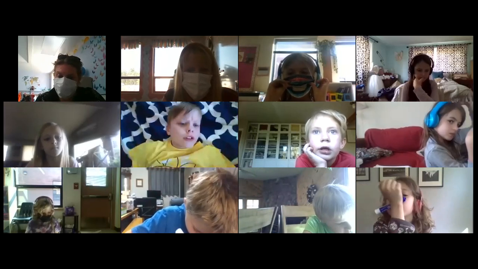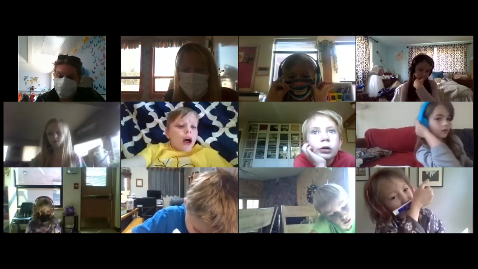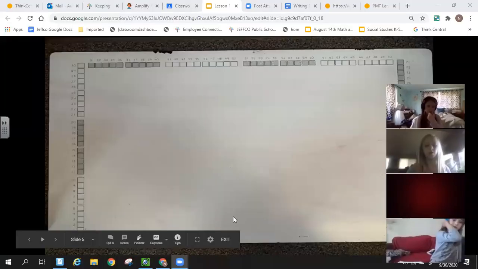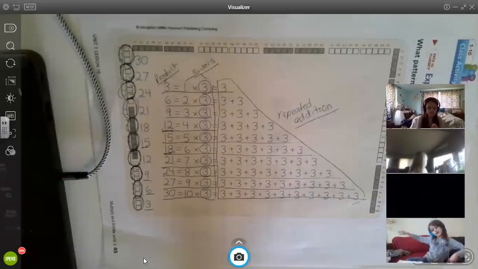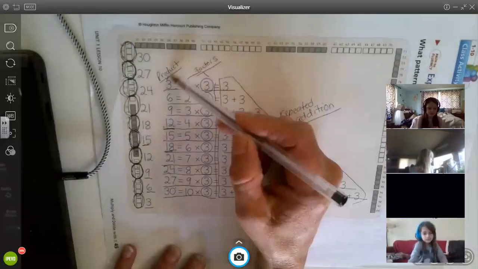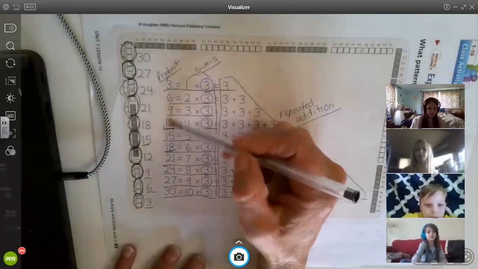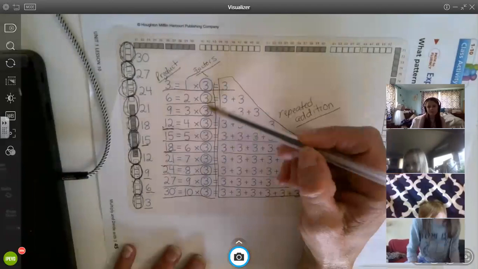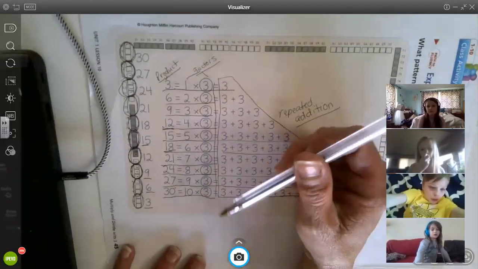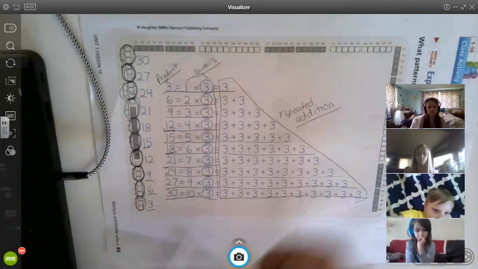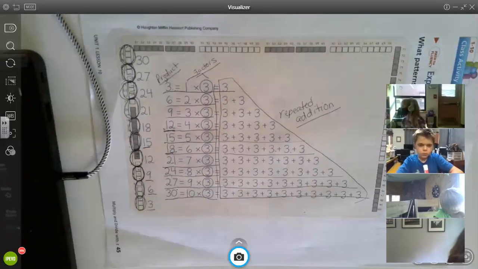I'm going to go back to sharing our screen so we can see these patterns that we are talking about. She's saying we first heard from Max that the product counts by 3s, and then we heard that the second factor is always 3. And one more. How about somebody at home? What did you and your partners talk about in your breakout room? Ben, would you be willing to share?